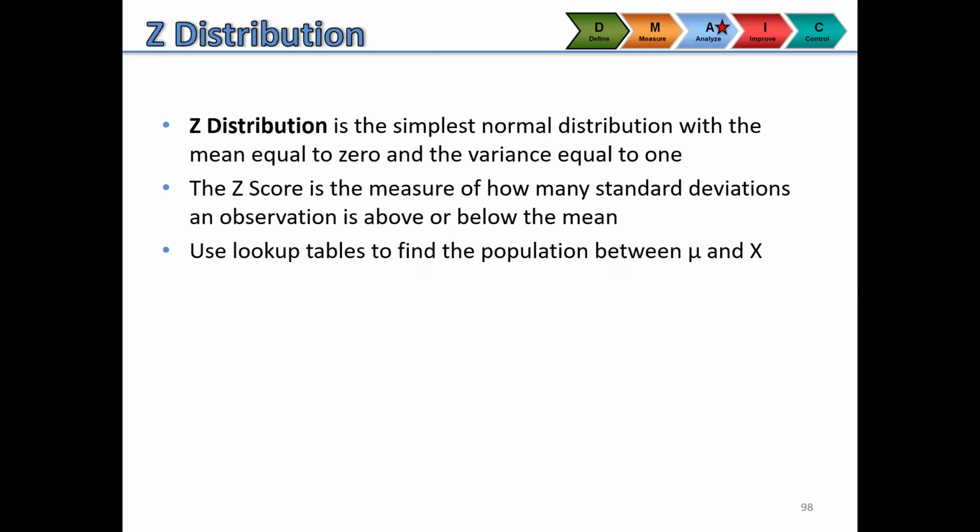T-tests. This is our favorite. It's the simplest normal distribution with the mean equal to 0 and the variance equal to 1. So each step to the right and to the left is a standard deviation. It's how many standard deviations an observation is above or below the mean, or in the case of when you graph it, to the right or the left of the mean. And we want to use lookup tables to find the population between mu and X.